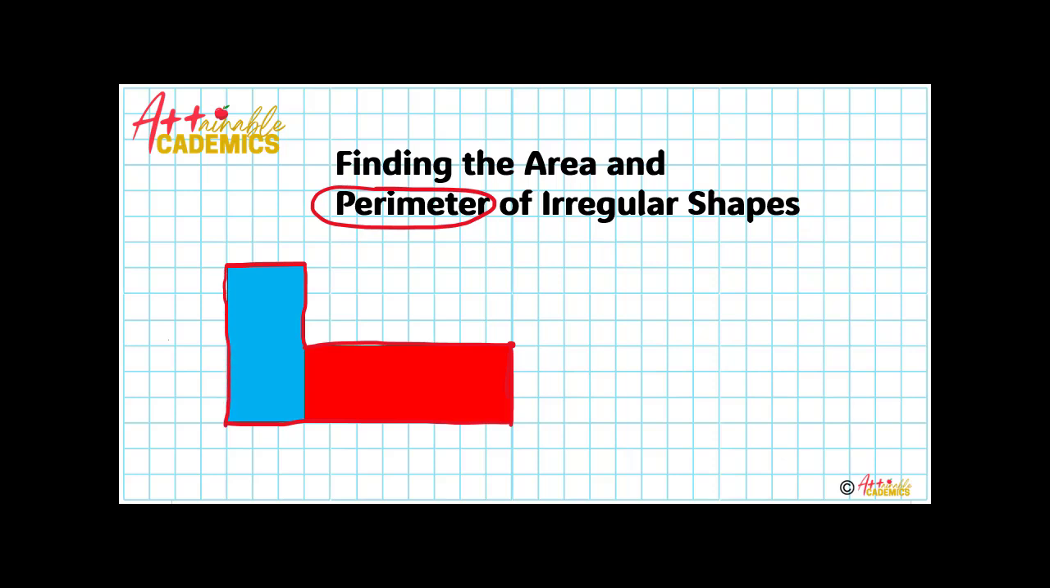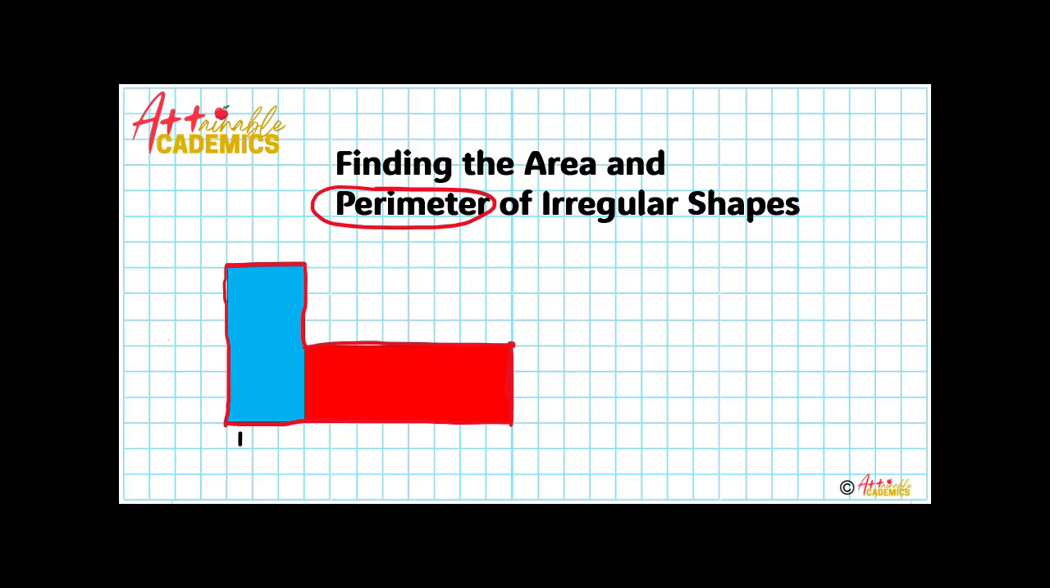Now, it looks like we can simply figure out how many squares are all the way around. We can do that. But what if we weren't given the squares? Then what would we do? We still would just have to add up all the sides, right? So let's switch colors a little bit.